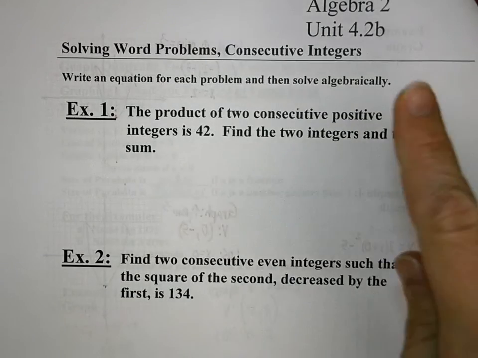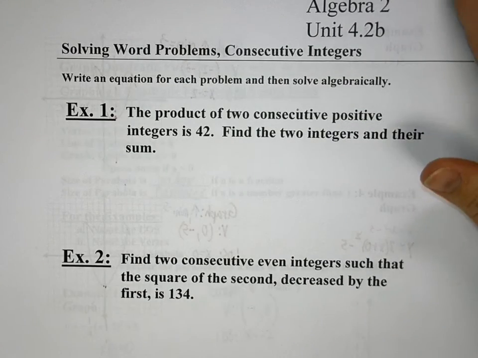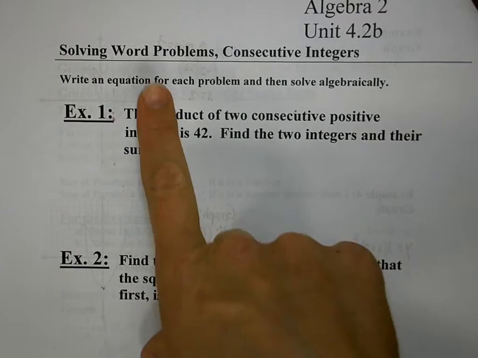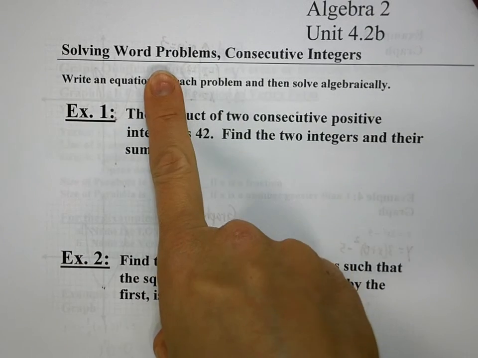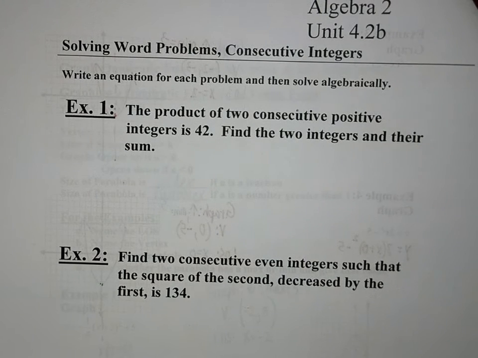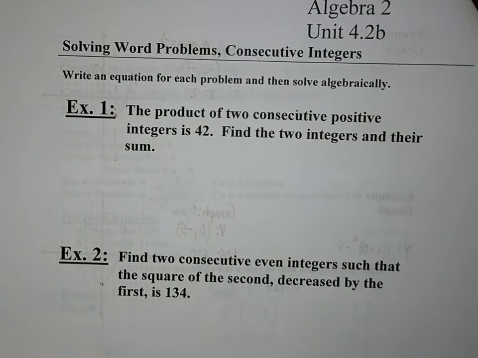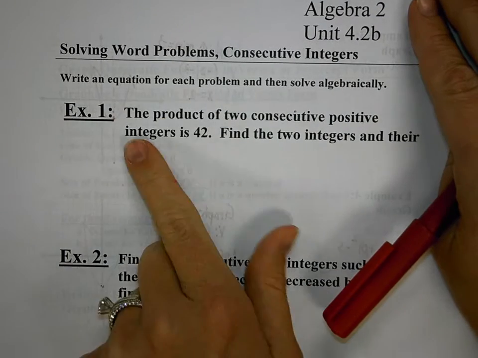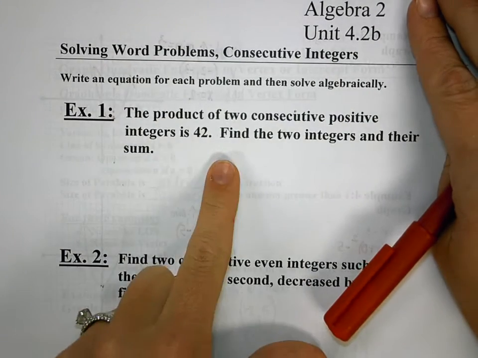Okay, so today we're doing the second part of 4.2 notes. You're going to be dealing with word problems and consecutive integers. Can anybody tell me what consecutive means? Right after each other. Very good. A lot of people get scared by word problems, but I promise you it's not that bad. So it says the product of two consecutive positive integers.